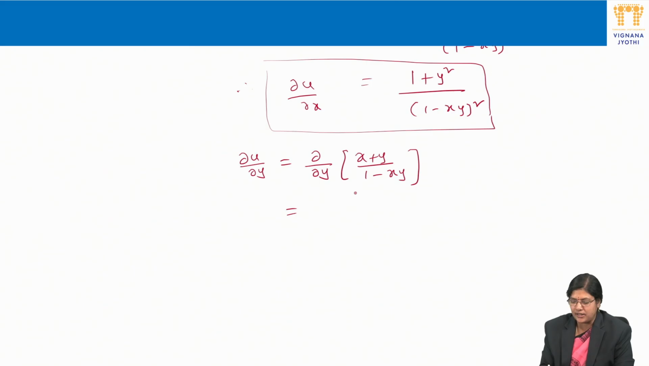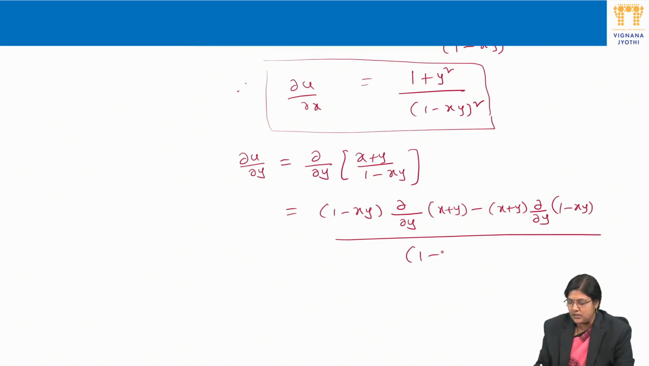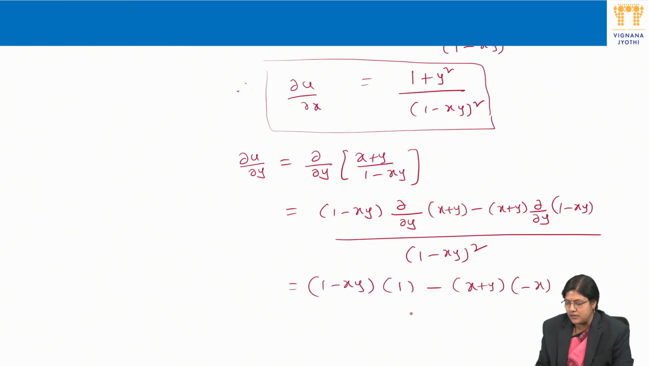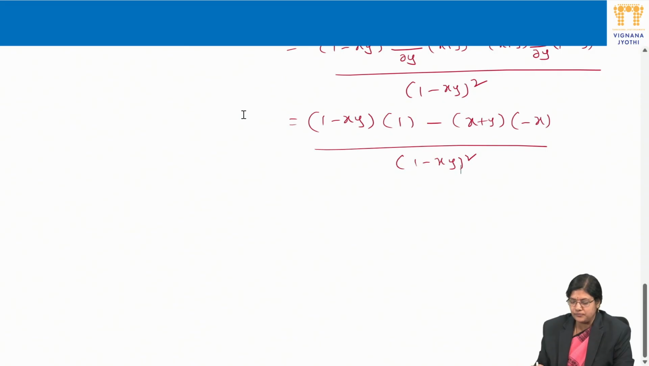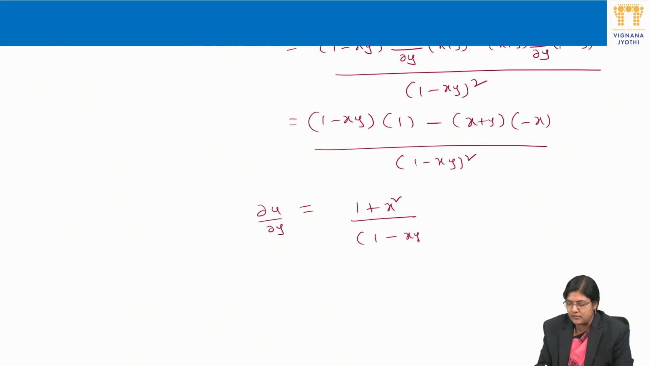Apply the definition. When applying the definition, we have v, that is (1 − xy), times the differentiation of the numerator term with respect to y, ∂/∂y of (x + y), minus u, that is (x + y), times the derivative of v, (1 − xy), with respect to y, divided by v squared, (1 − xy) whole squared. So that is (1 − xy) times ∂/∂y of (x + y), which is 1, minus (x + y) times ∂/∂y of (1 − xy), which is −x, divided by (1 − xy) whole squared. Simplifying the numerator term, ∂u/∂y will be equal to (1 + x²)/(1 − xy)².